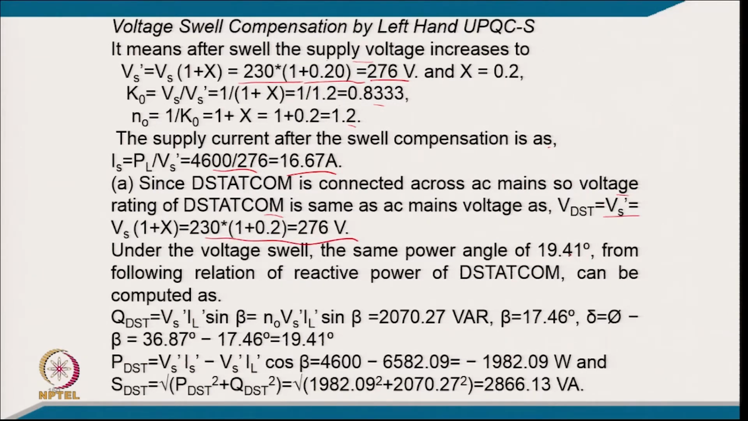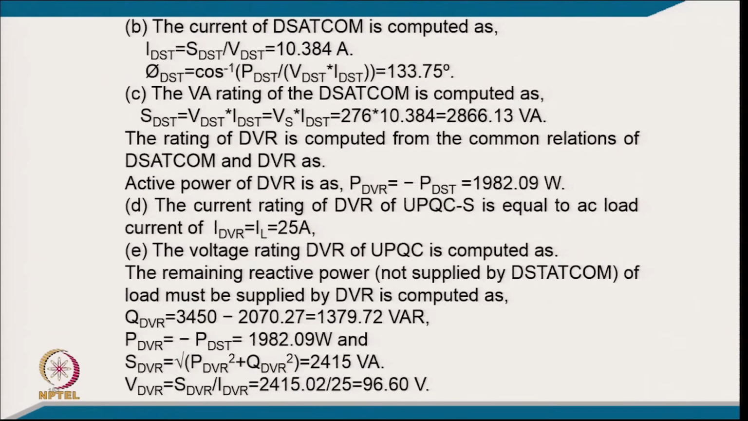Under the voltage swell condition, with the same power angle of 19.41, from the formulation of the reactive power of the DSTATCOM can be computed. So, Q DST equals the DSTATCOM rating, from this relation it comes typically to 2070, from which beta is calculated as 17.46 and delta 19.41, and the power of the DSTATCOM from this relation is 2.09 watt. S DST becomes the square root of P DST squared plus Q DST squared, and putting the values it comes to 2866.13 VA. Coming to the current rating, we know VA rating divided by voltage, so it comes to 10.384, and the angle of the DSTATCOM from this relation is 133.75.